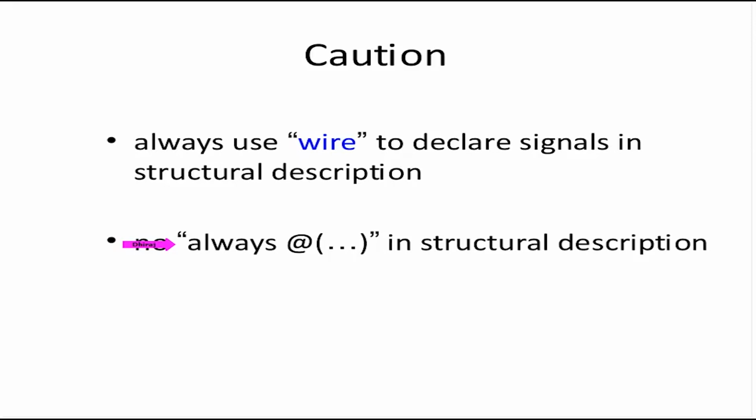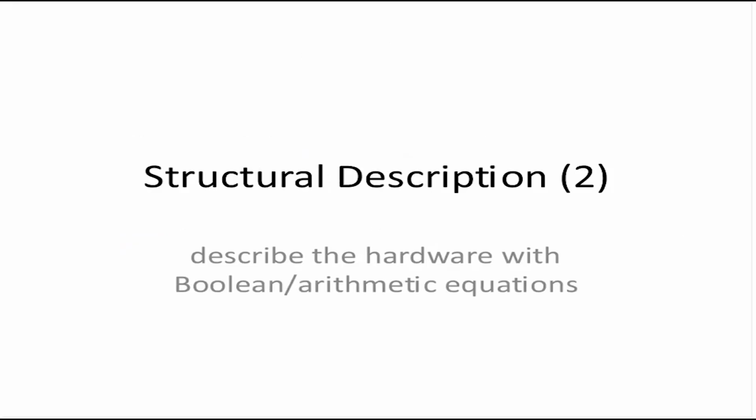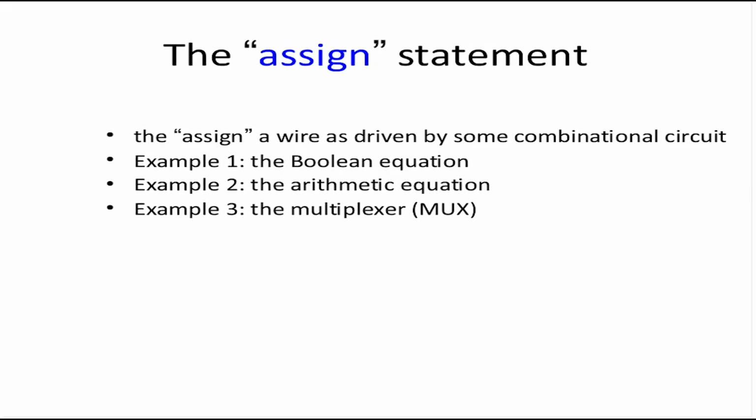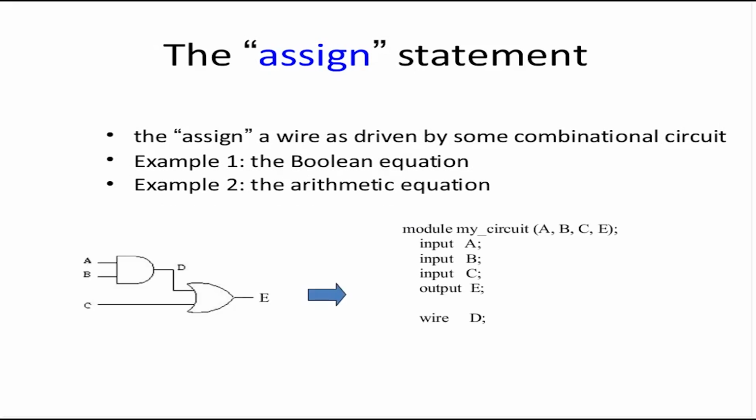So let's look at another example of structural description where we describe the hardware with Boolean or arithmetic equations. The very popular statement is the assign statement. So assign x is equal to something. In this, x is a wire driven by some combinational circuit. It could be a Boolean equation, it could be an arithmetic equation, it could be a multiplexer. We will see two examples.